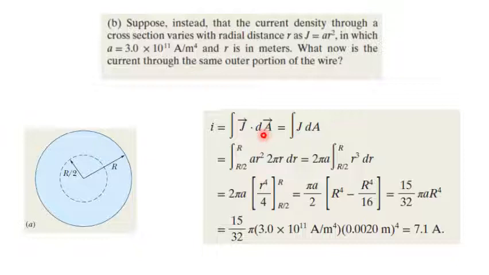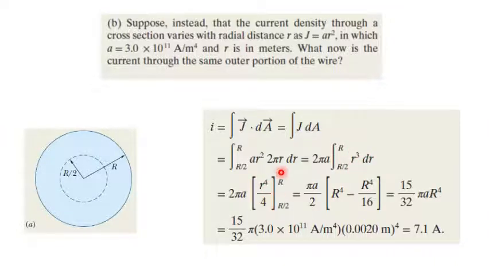And as we have mentioned, J here is not constant. So we will replace J by A multiplied by r squared, multiplied by the area. Now it is required to make this integration. A and 2 pi are constant, so they can be taken out of the integration, 2 pi A. And the remaining part is r cubed. So it is 2 pi A integration from R over 2 to R of r cubed dr. The integration of r cubed is r to the power 4 over 4.